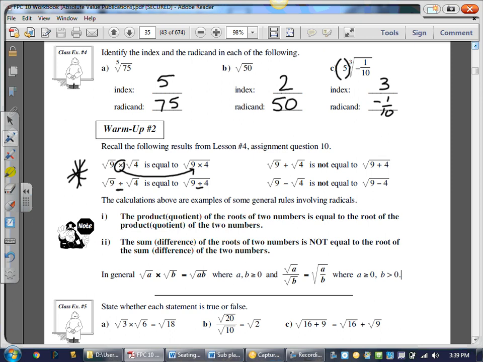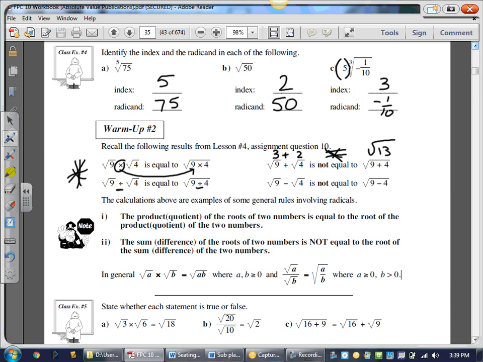You can prove it. The square root of 9 over here is a 3 plus, what's the square root of 4? 2. That's going to be a 5. Is that going to equal the square root of 13? No. They do not equal each other at all. Okay, that is not equal.